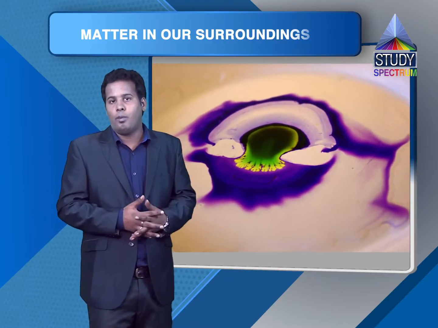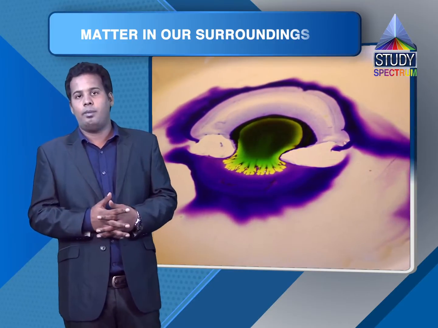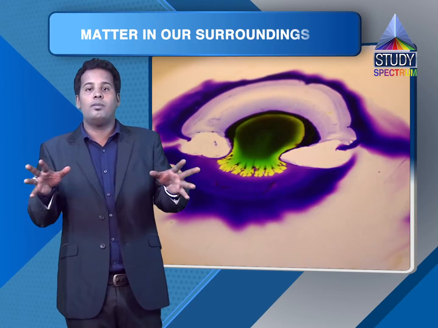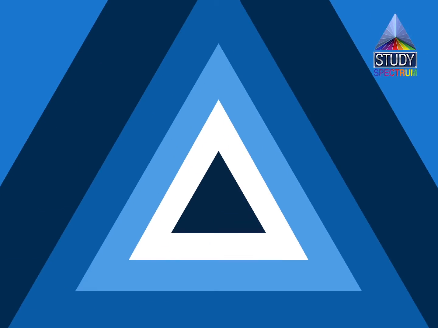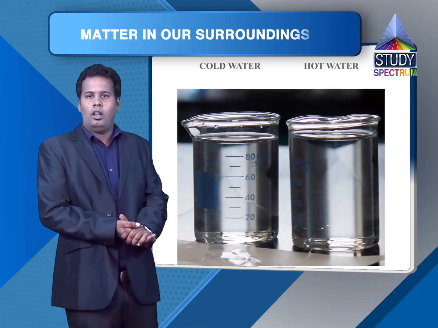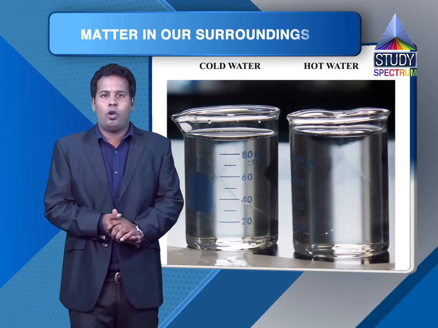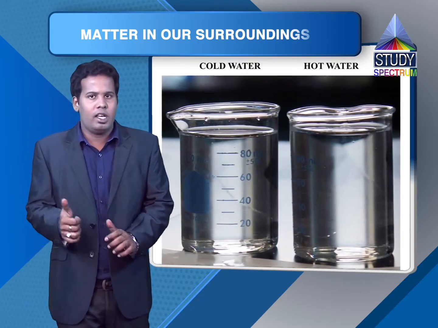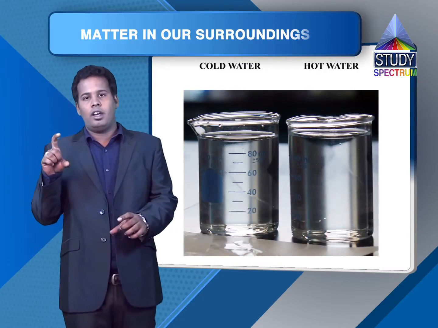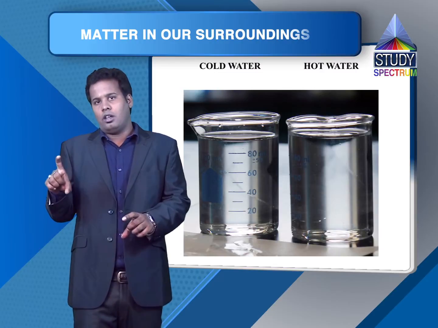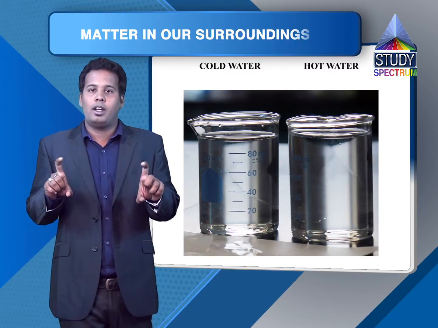Now let us talk about some more examples which will help us to understand the second characteristic of particles of matter, that is, particles are continuously moving in space or in the medium of other particles. Now let us take another example. You take two similar glass beakers. You pour some volume of cold water into one beaker. You pour the same volume of water, but hot, in the other beaker.